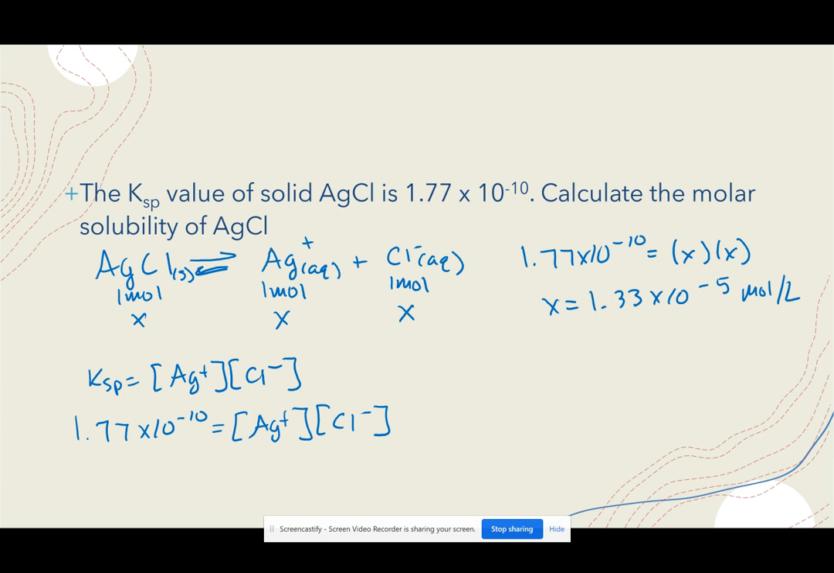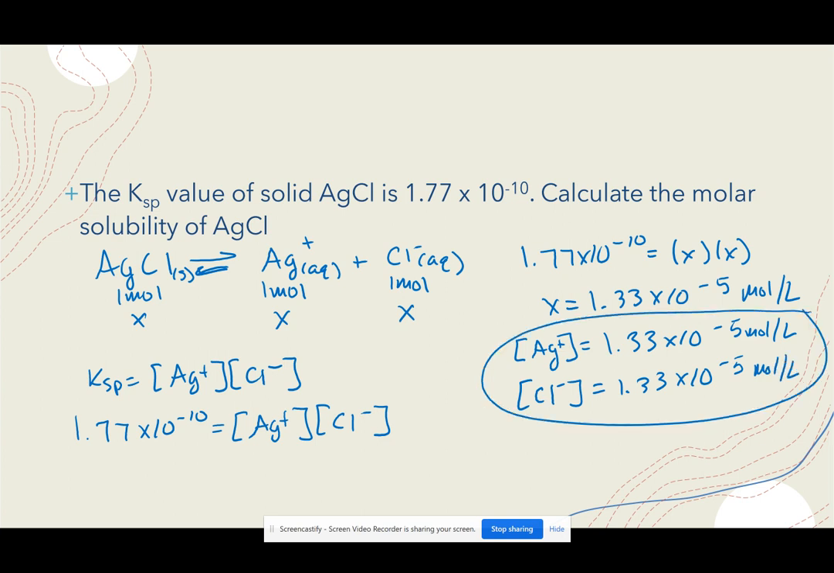If I was then asked to calculate my concentrations of silver and chloride at equilibrium, I could do that, where silver is 1.33 times 10 to the negative 5 and chloride is 1.33 times 10 to the negative 5. Actually, I'm going to say moles per liter. So that's not actually calculating the molar solubility, but you might be asked to calculate the ion concentration as well.